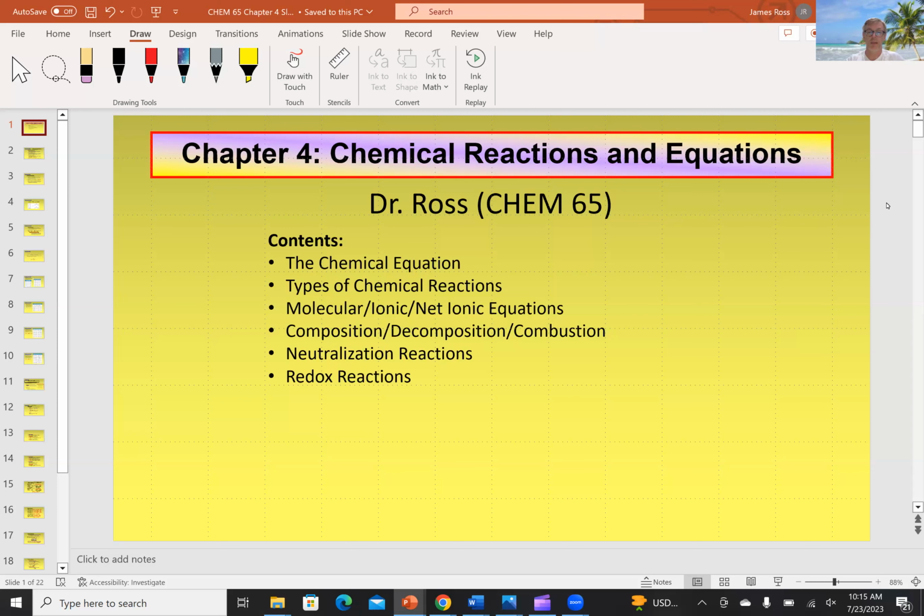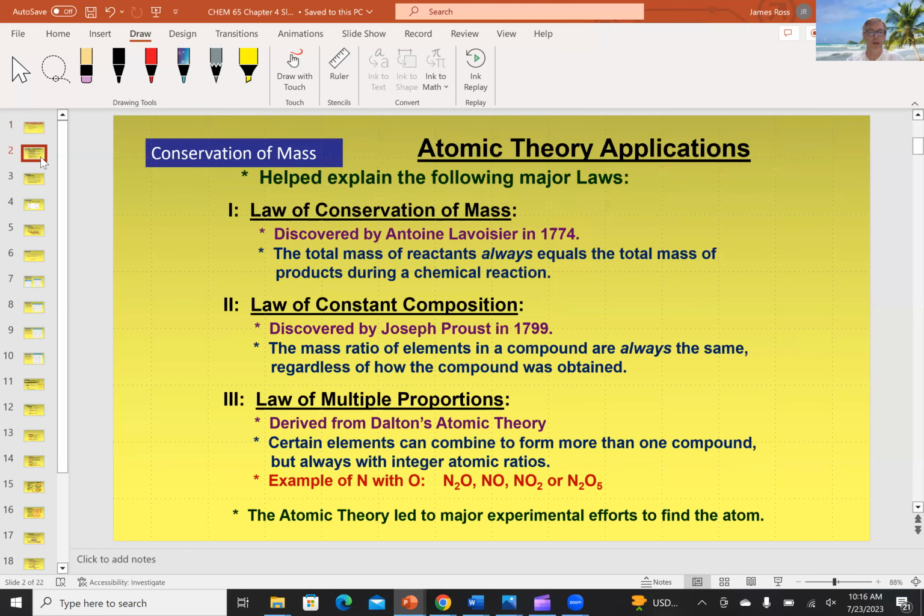We will look at molecular, ionic, and net ionic equations. We will look at some types of reactions, including composition, decomposition, and combustion reactions. We'll look at neutralization reactions and titrations, and then finally, I'll look at redox reactions. So without further ado, let's get going.